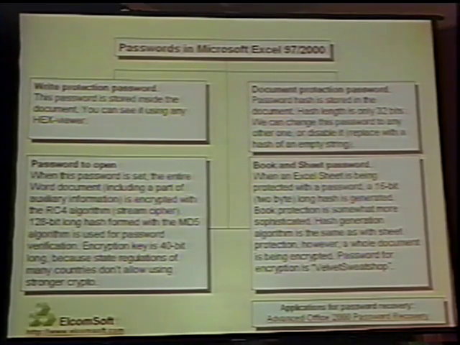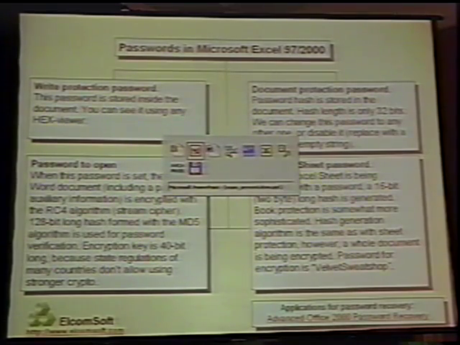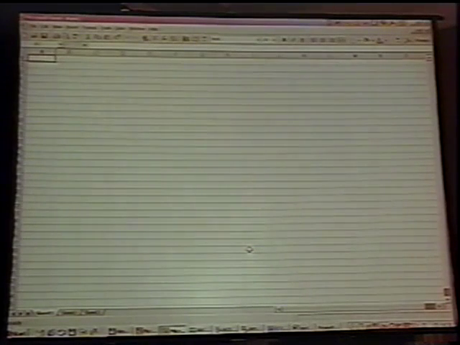When an Excel sheet is being protected with a password, a 16-bit long hash is generated. To verify a password, it's compared to the hash. Obviously, we can generate numerous passwords that will match the same hash. This can be seen empirically. For example, protect a sheet with the password test, and then try to open it with another password.